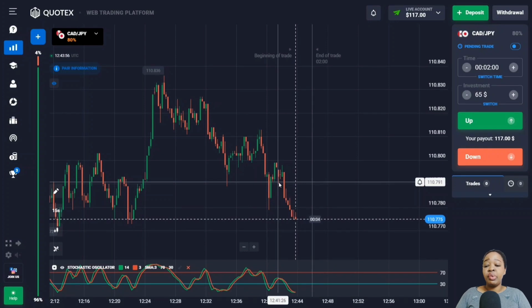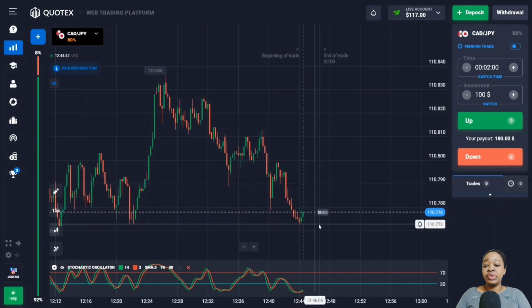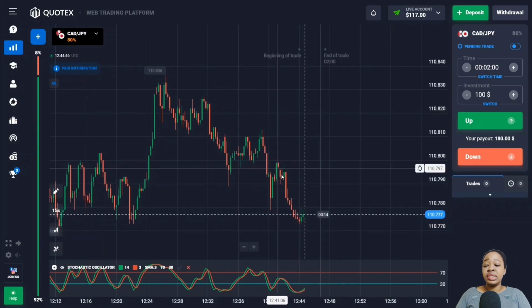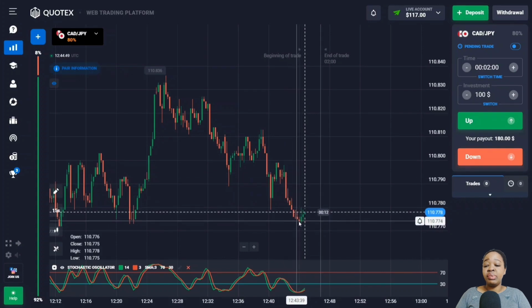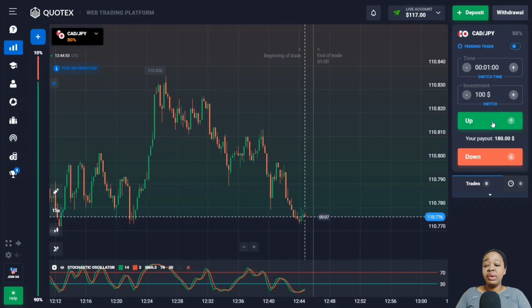So here I decided to open the next trade on the same currency pair after a while, because I can see that there is a certain level of support at the bottom. The price reached this level and stopped. At the same time, I can see that the green candlesticks have begun to form. So I'm going to immediately open a trade for a rise for 1 minute here.